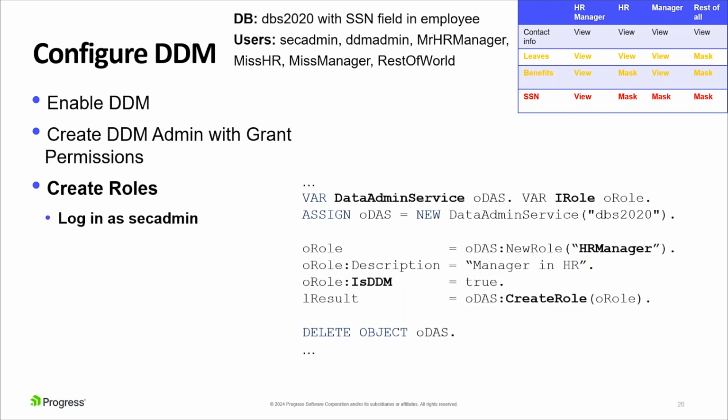For that, we have the API create role. We need to add 3 roles in the database. In this code snippet, we are adding the HR manager role to the database. The same way we could add the other 2 roles, that is HR and manager. And here we are setting is DDM to true. That means these roles are DDM roles, and the roles will be added as a security admin. So we have enabled the database, we have granted DDM privileges to some of our users, and then we added the required roles to the database.